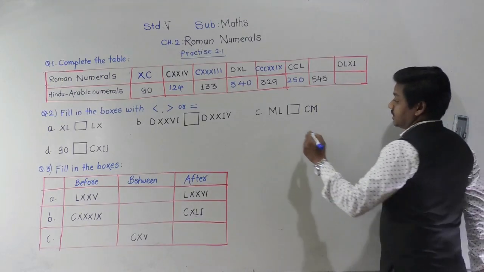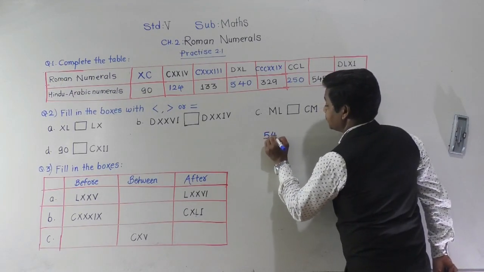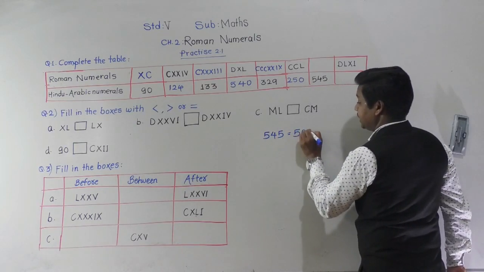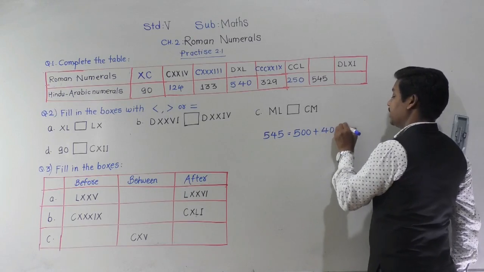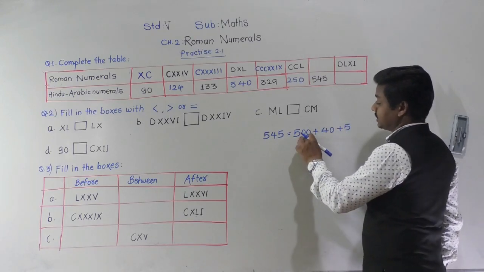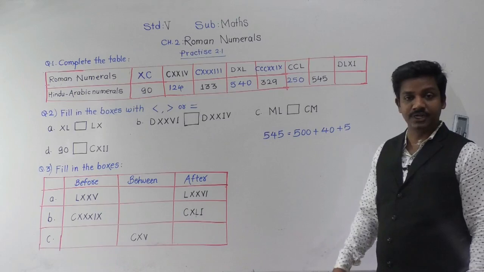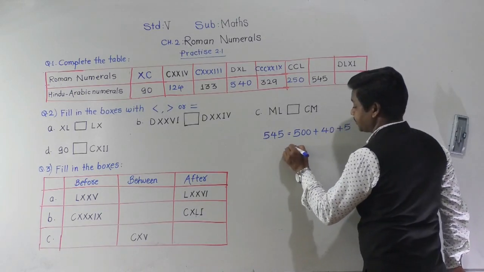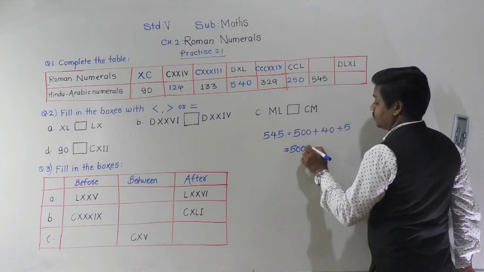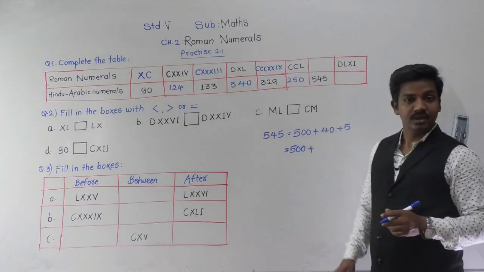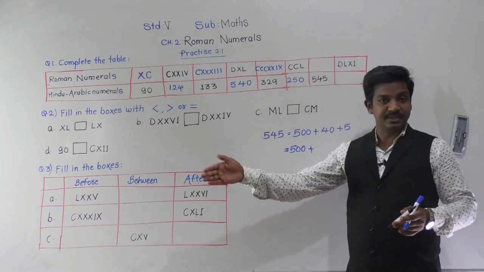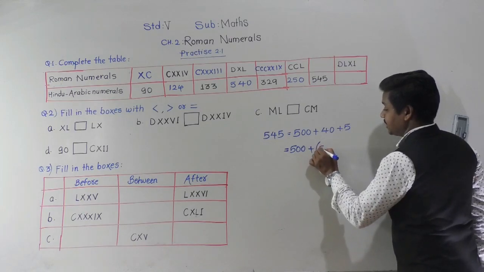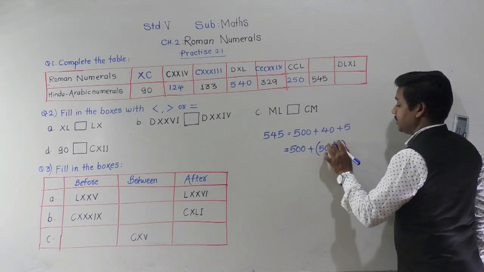Next, the Hindu Arabic numeral 545 is given. So we'll expand it: 500 plus 40 plus 5. In this, we know the symbol for 500. Also we know the symbol for 5, but we don't know the symbol for 40. So 40 will be split into which way? 10 plus 10 plus 10 plus 10? No. It will be split this way: 50 minus 10.